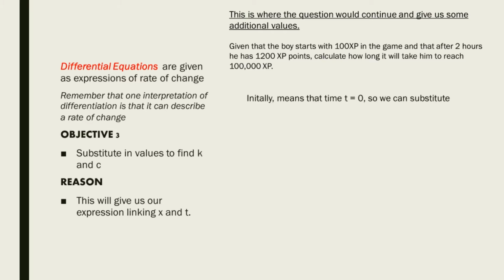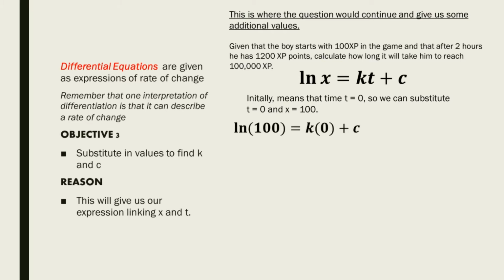Initially, or given that the boy starts with, means that time is equal to 0 or t equals 0, so we can substitute in t equals 0 and x equal to 100 into our expression, which was natural log of x equals kt plus c. Once I put those in, I'll have natural log of 100 equals k times 0 plus c. 0 times k gives me 0 and just cancels out, giving me that c is equal to natural log of 100. That's c found out.